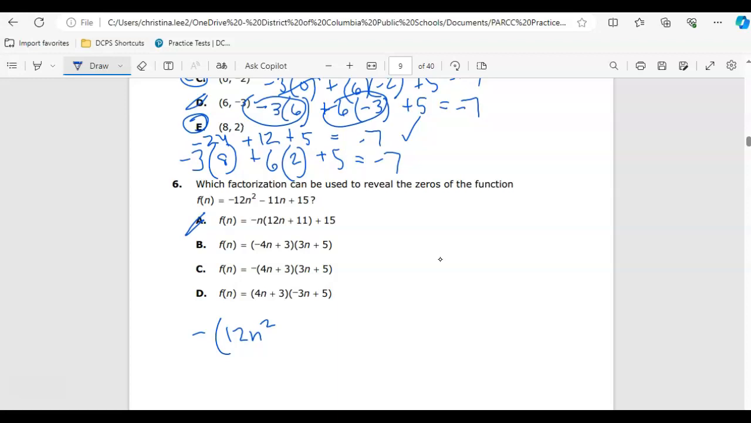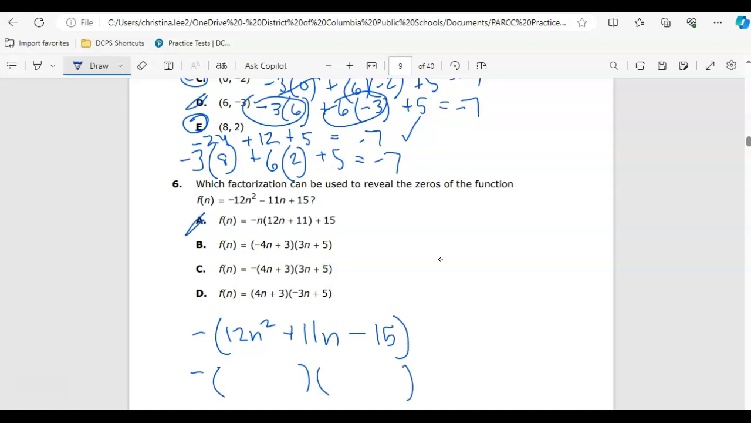And notice this was a mistake some of you were making earlier. So this is plus 11n and minus 15. And I can check it because if I distribute the negative, it becomes negative 12n, negative 11n, and positive 15, right? So I know that I did that correctly. Then I'm going to factor the rest of this.